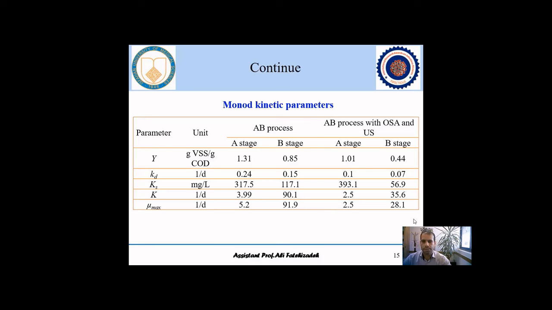The result indicated that the application of US and OSA on the return activated sludge line is related to disruption of volatile solids in OSA, and also increased liquefaction of sludge by US compared to the AB process. As a result, this led to reduction of excess sludge production.